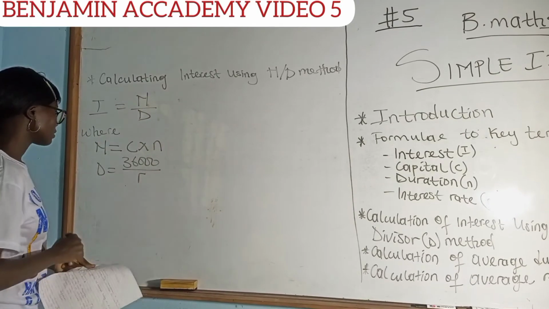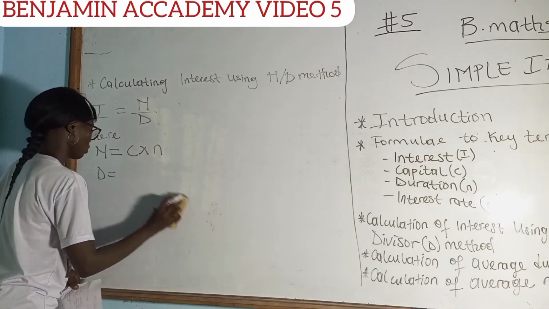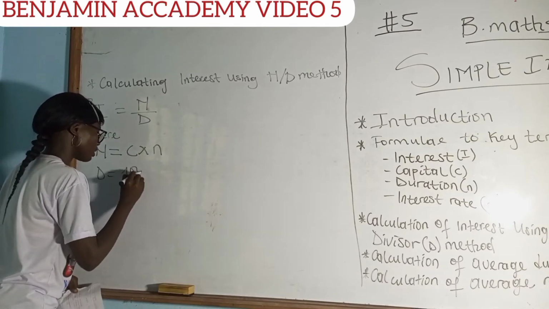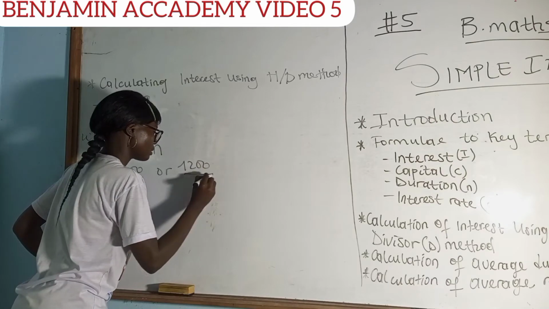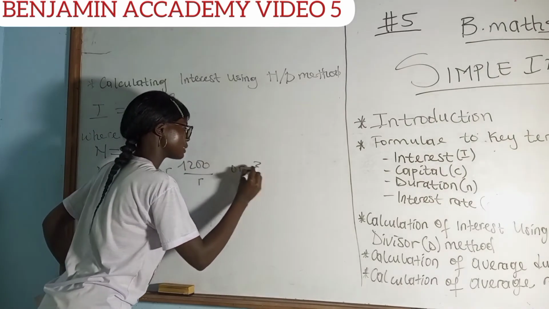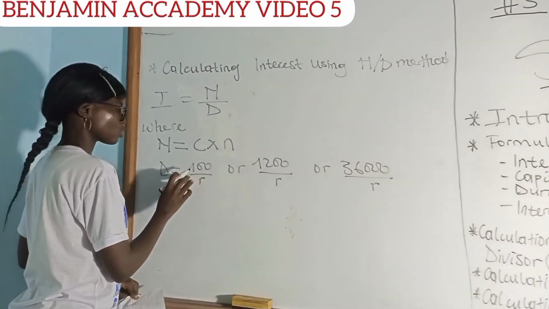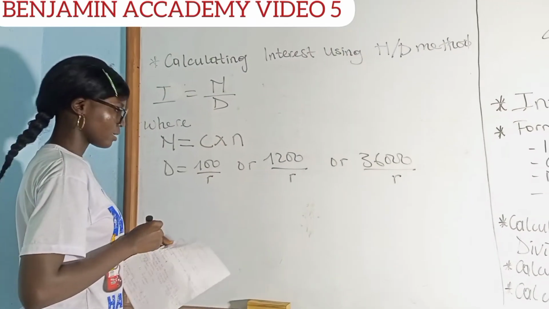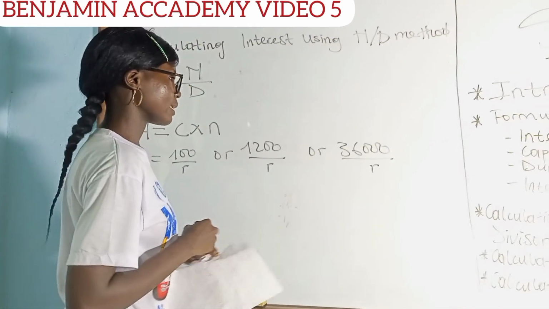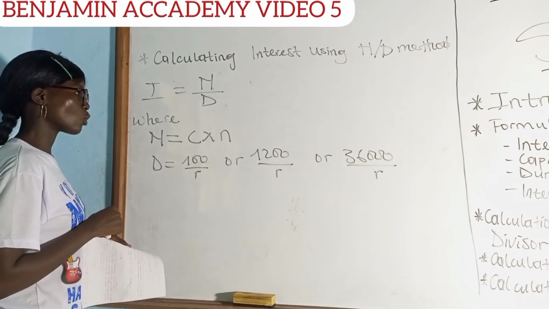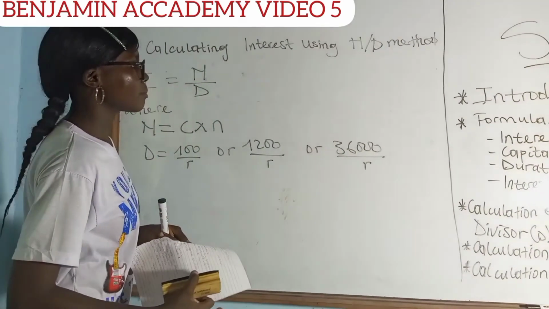The divisor is equal to 100 divided by R, or 1,200 divided by R, or 36,000 divided by R. This is when the N is yearly, when the N is monthly, and when the N is daily. It depends on how the N is being given in the question. So that's it for the number and divisor method.